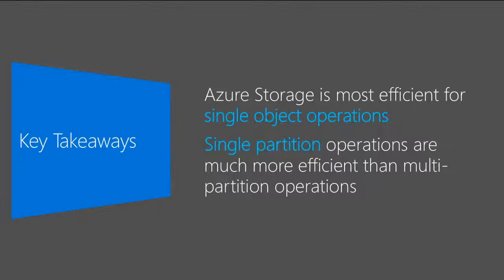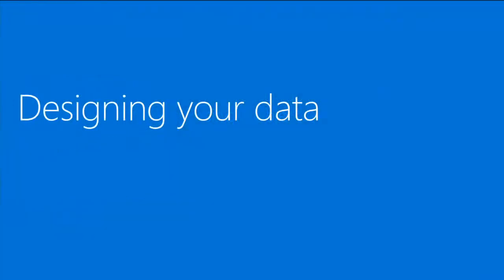As soon as you start going across multiple objects, it's going to get a little less efficient. When you start going across partitions, it's going to get really inefficient. We'll go through that more on the upcoming slides.